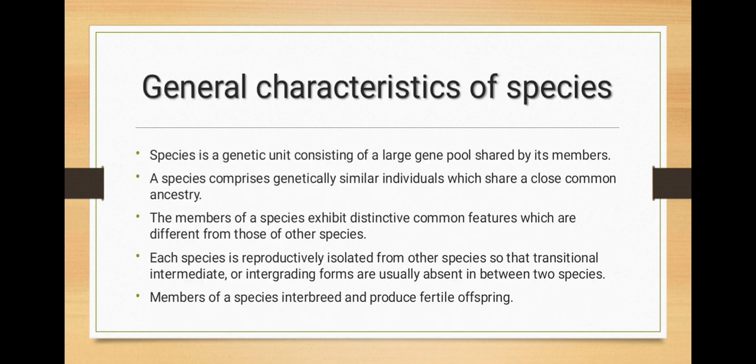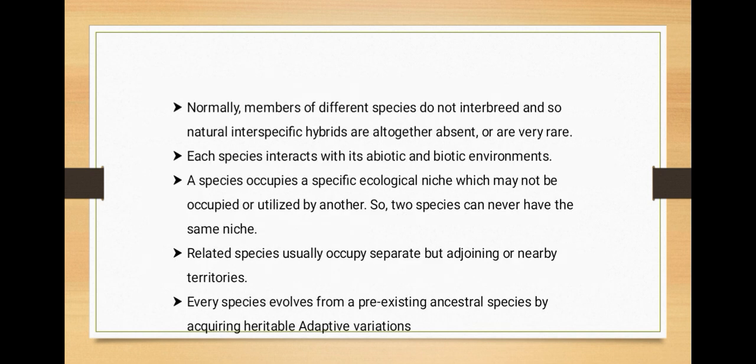Then, general characteristics of species. A species is a genetic unit consisting of a large gene pool shared by its members. A species comprises genetically similar individuals that share a close common ancestry. The members of a species exhibit distinctive common features which are different from those of other species. Each species is reproductively isolated from other species, so that transitional, intermediate, or intergrading forms are usually absent between two species. Members of a species interbreed and produce fertile offspring. Normally, members of different species do not interbreed, and so natural interspecies hybrids are altogether absent or may be very rare. Each species interacts with its abiotic and biotic environments.